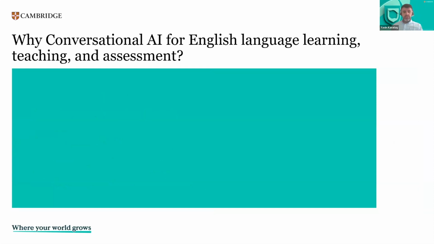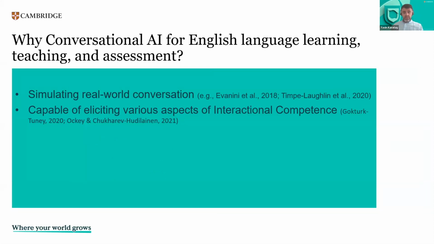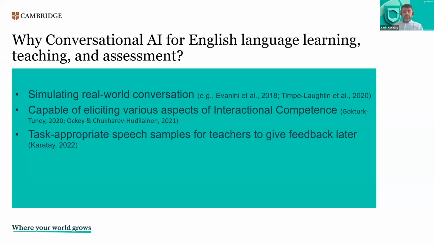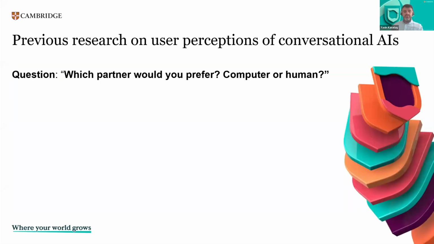Research suggests that we can use conversational AI for teaching and assessing speaking skills, because it can simulate real-world conversation in dialogue speech. It can elicit various aspects of interactional competence, such as turn-taking, making offers, apologizing. It can elicit task-appropriate speech samples, and it offers practical language learning opportunities because there's no human partner needed, and students can do it anywhere, anytime.